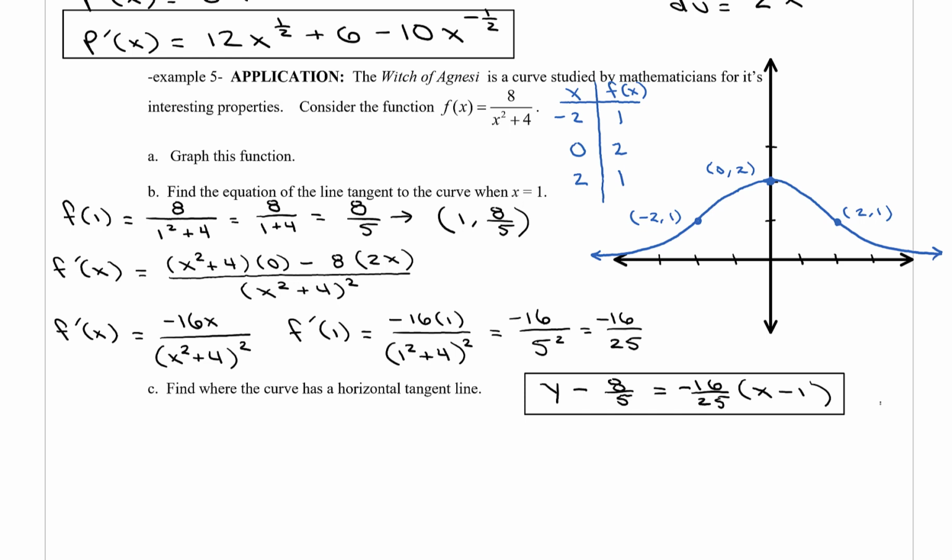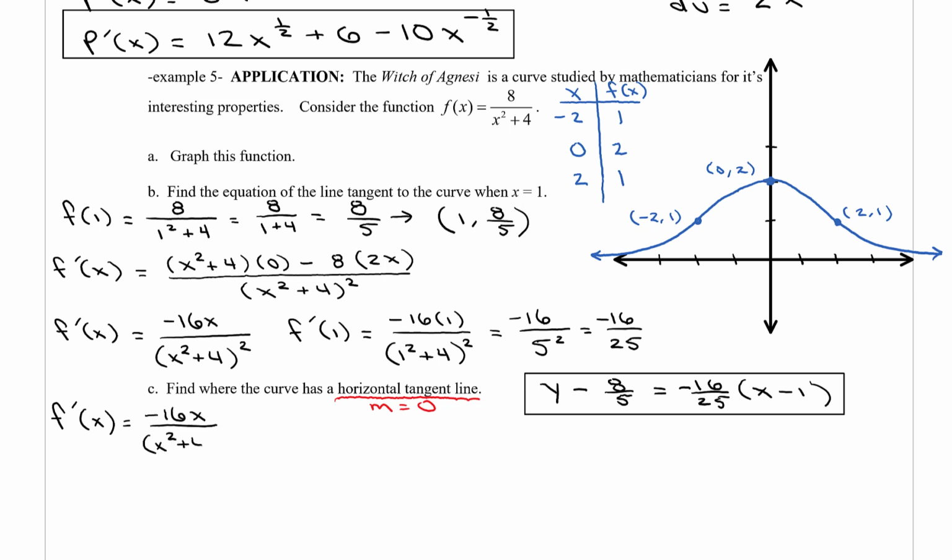Part C. Find where the curve has a horizontal tangent line. If we have a horizontal tangent line, that's going to be a tangent line where the slope is equal to 0. We find the tangent line by using the derivative. So I'm going to have to make sure I set my derivative equal to 0. I have underlined the words horizontal tangent line, and underneath that I have written m equals 0 because I know this is where the slope is equal to 0.